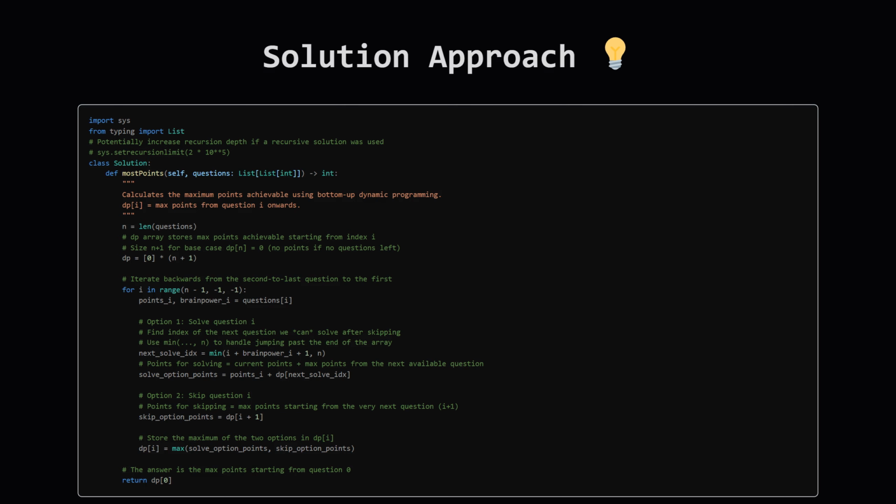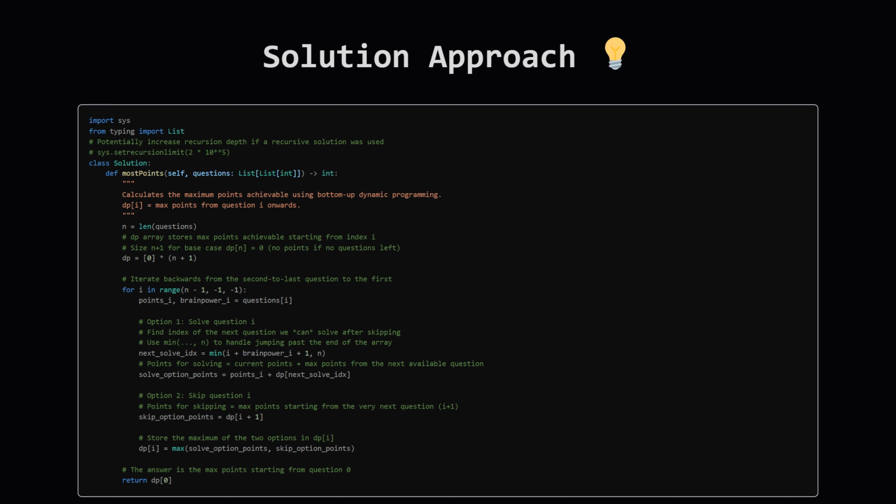The core idea is to figure out for each question i, what's the maximum score you can get starting from that question onwards. We build this up from the end of the list backwards. Let dp[i] be the max score starting from question i. To calculate dp[i], we have 2 choices. 1. Solve question i, get points[i] plus the max score we can get starting from the next available question, which is at index i plus brainpower[i] plus 1.